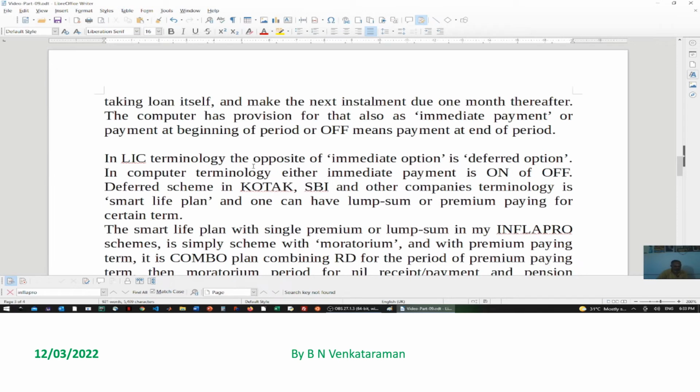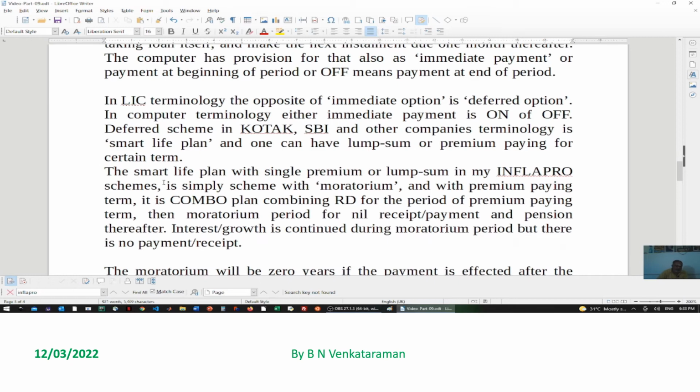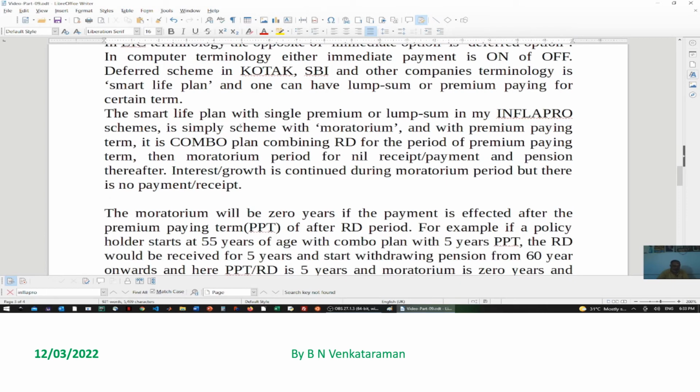In LIC terminology, the opposite of the immediate option is the deferred option. In computer terminology, either immediate payment is on or off. For deferred schemes in Kotak, SBI and other companies, the terminology is smart life plan, and one can have a lump sum premium or premium paying for a certain term. The smart life plan with single premium or lump sum in my INFLAPRO scheme is simply called with moratorium.